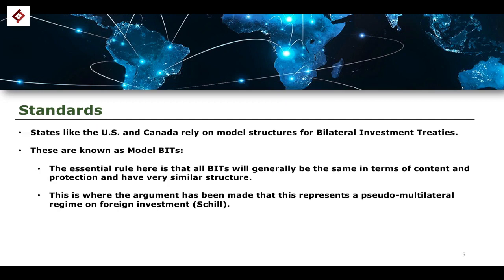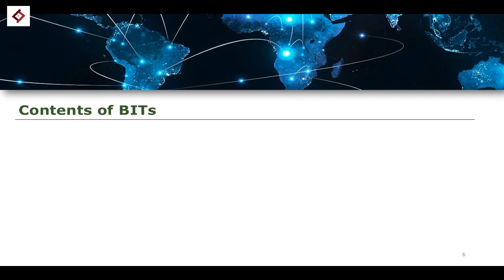And there have been arguments made by intellectuals and academics that this represents a sort of pseudo-multilateral regime, given the fact that if we have a web of bilateral investment treaties that are all essentially very similar in nature, does this not multilateralize the regime itself? This is an argument that is presented by Stefan Schill. Now, Stefan Schill, by the way, does not use the word pseudo-multilateral. He uses multilateralization. And there are arguments that are presented here. We'll get to those arguments maybe in future lessons as well.